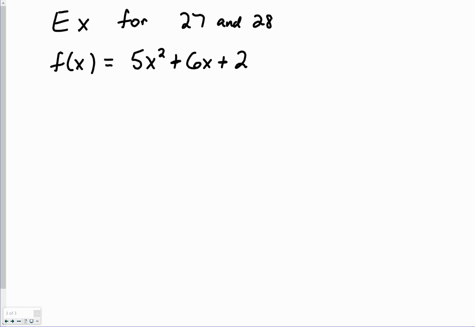Excellent. So we have a function here, f of x equals 5x squared plus 6x plus 2, and we're going to use the quadratic formula to solve for this. All right? So what is the quadratic formula?